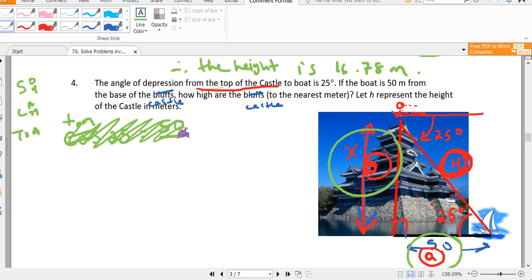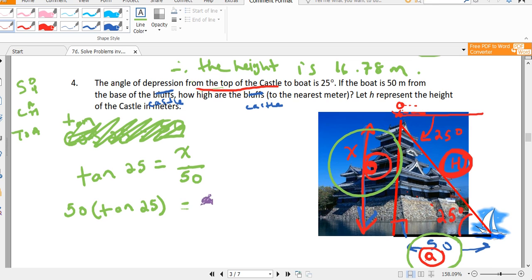I'm just going to do that. So I have tan of 25 is equal to opposite, which is X, over adjacent, which is 50. Okay? So if I multiply both sides by 50, I would get 50 times tan of 25. So this is what I mean by not solving for tan 25 just yet. Equals X. Okay? Now, to solve for X, I just simply type all that in one shot.